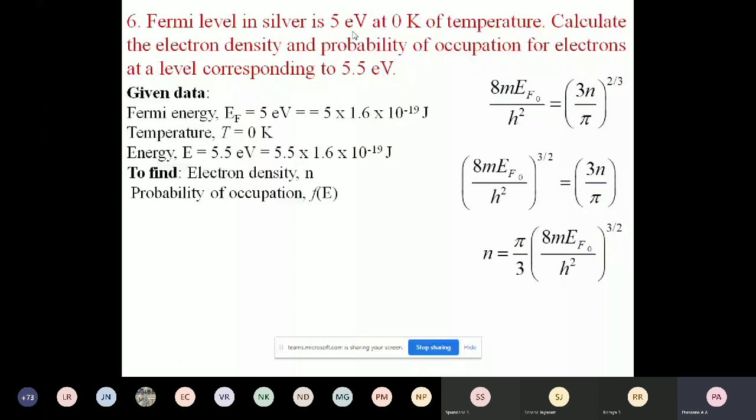Energy corresponding to the energy level at 0 degree Kelvin, where electrons have occupied the highest energy value, is nothing but Fermi energy. That's why it is EF. This in electron volt, I have converted that into joule by multiplying by 1.6 into 10 power minus 19.